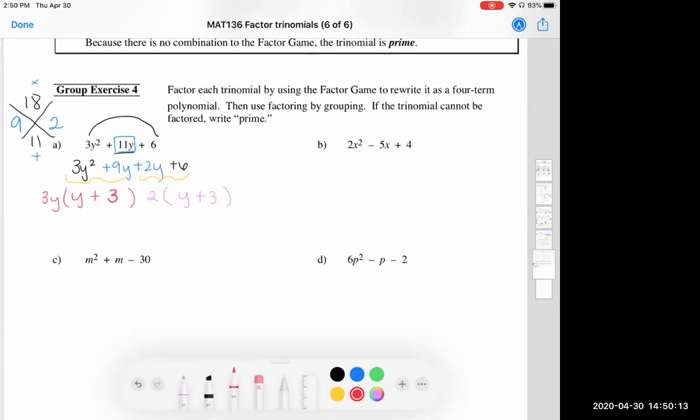Because 9 divided by 3 gives me 3. That makes sense. All right, so let's go ahead and rewrite it. 3y and a positive 2, so we write 3y plus 2, and in parentheses, we have y plus 3. We have now factored.